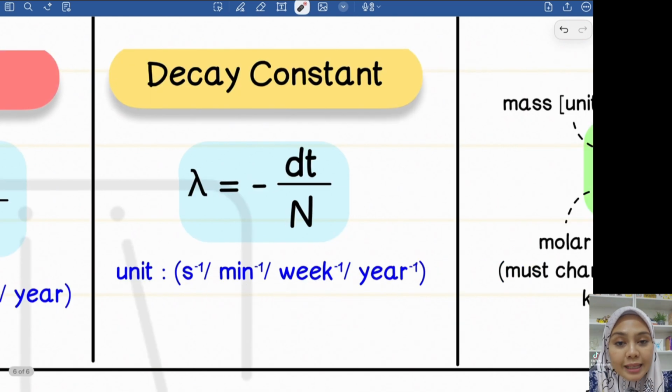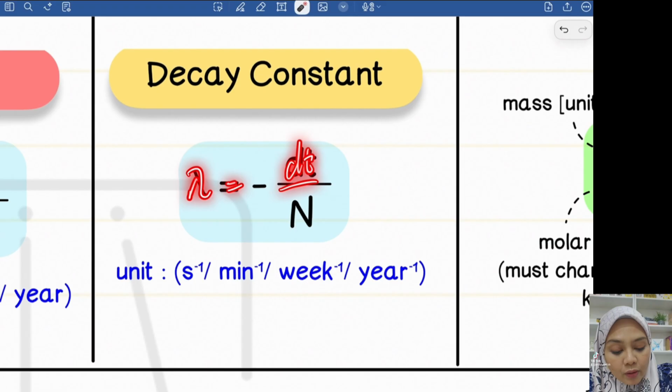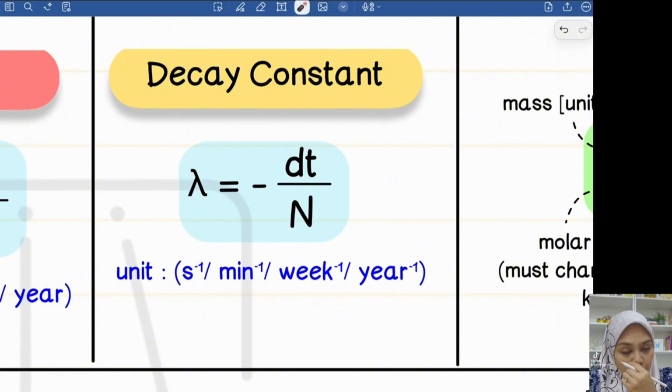Now, I have talked about decay constant again and again in the previous equations. Now, what is decay constant? Decay constant equals negative dN/dt over N. The unit for decay constant is per second or per minute or per week or per year or per decade. It depends on what unit of time is given in the question.